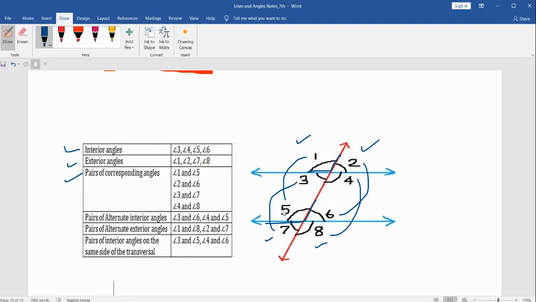You can do it like this also: 5 with 1, 7 with 3, 6 with 2, and 8 with 4. So these are pairs of corresponding angles. Here you see that interior angles are written separately, and here these are written in pairs. So 1 and 5, 2 and 6, 3 and 7, 4 and 8, right? Now let's talk about some other pairs, pairs of alternate interior angles. Before we start, let me erase this so that you understand.